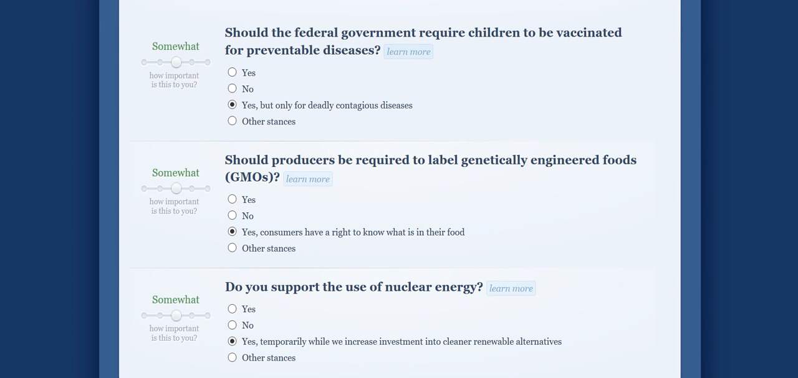Should producers be required to label genetically engineered foods? I said yes, consumers have a right to know what's in their food, but I need to add this caveat because it's really important that everybody knows this. There's nothing wrong with GMOs. There's just as big of a scientific consensus on GMOs as there is on climate change. Now, I know a lot of liberals are like, that's not true. No, it is true. We've covered the story. I did the story.